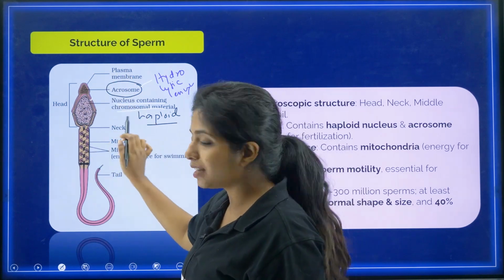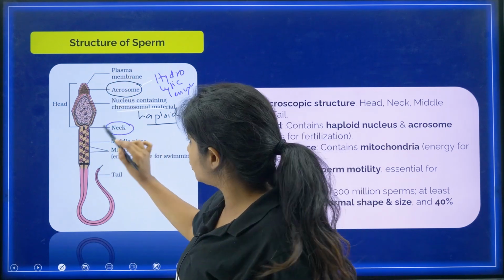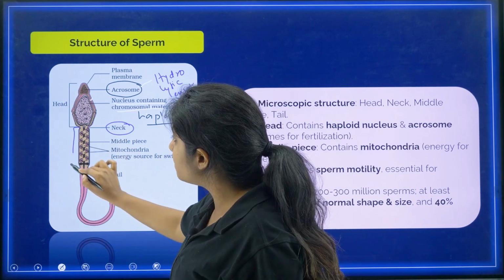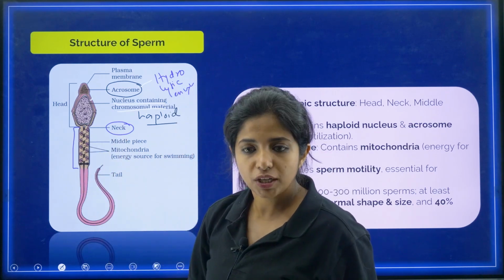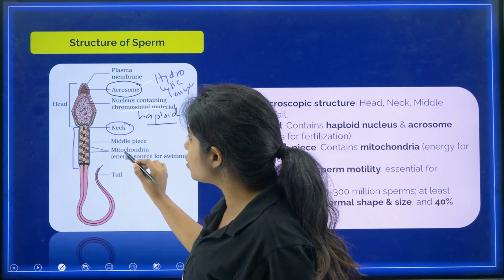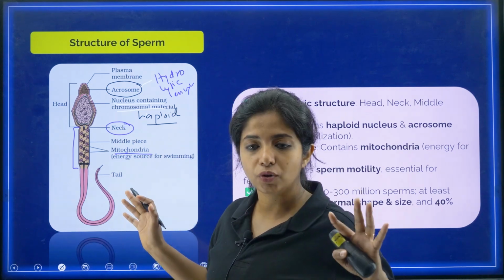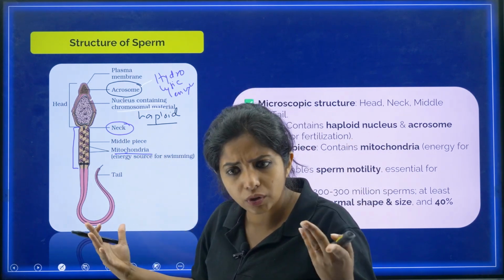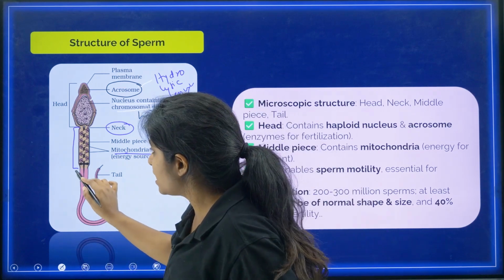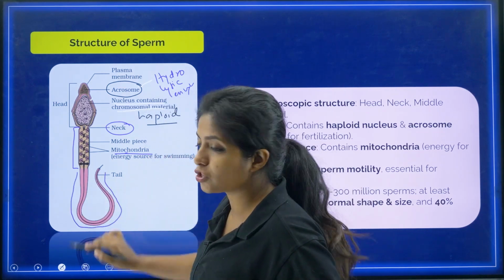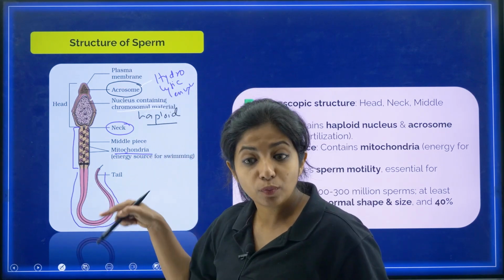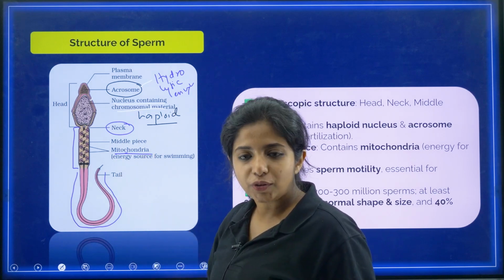Now you have a small neck region, that is the second region, and then you have a middle piece, my dear children, which has so much mitochondria. There will be so many mitochondria up there. Now you might think, why do you need mitochondria? Basically because you have another structure that is known as tail, and for the movement of the tail you need mitochondria.